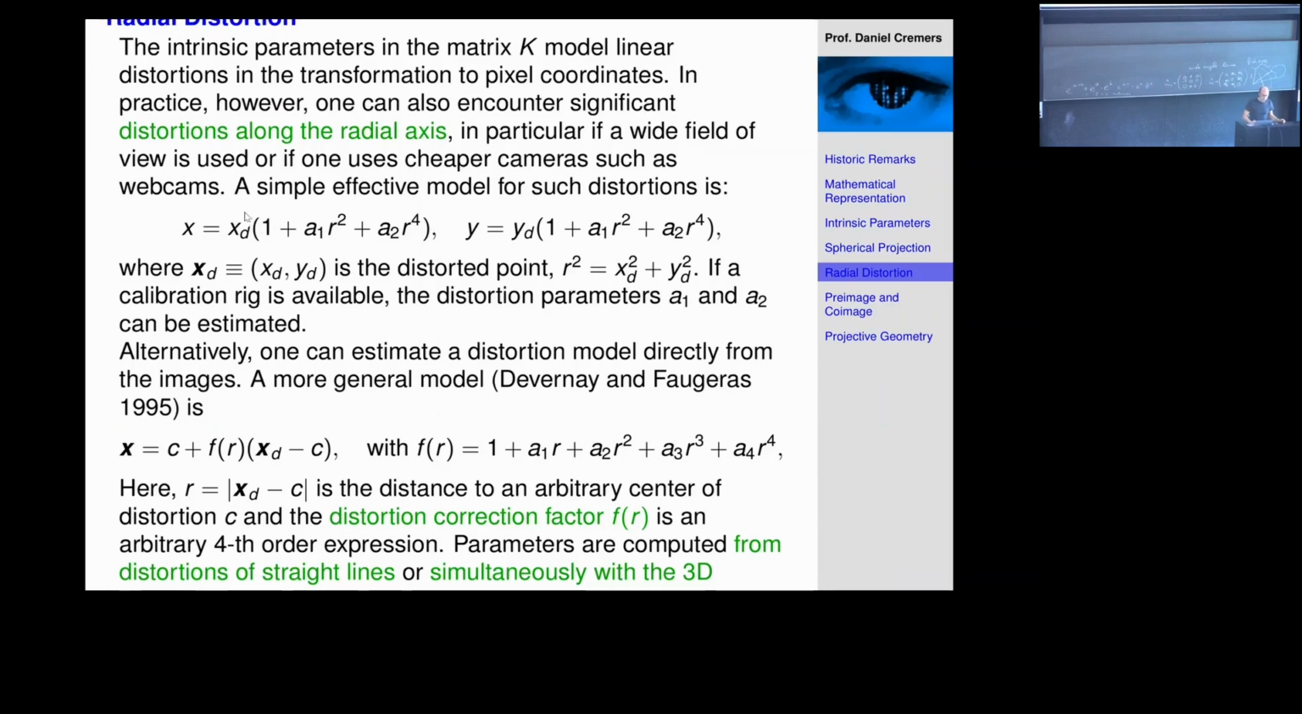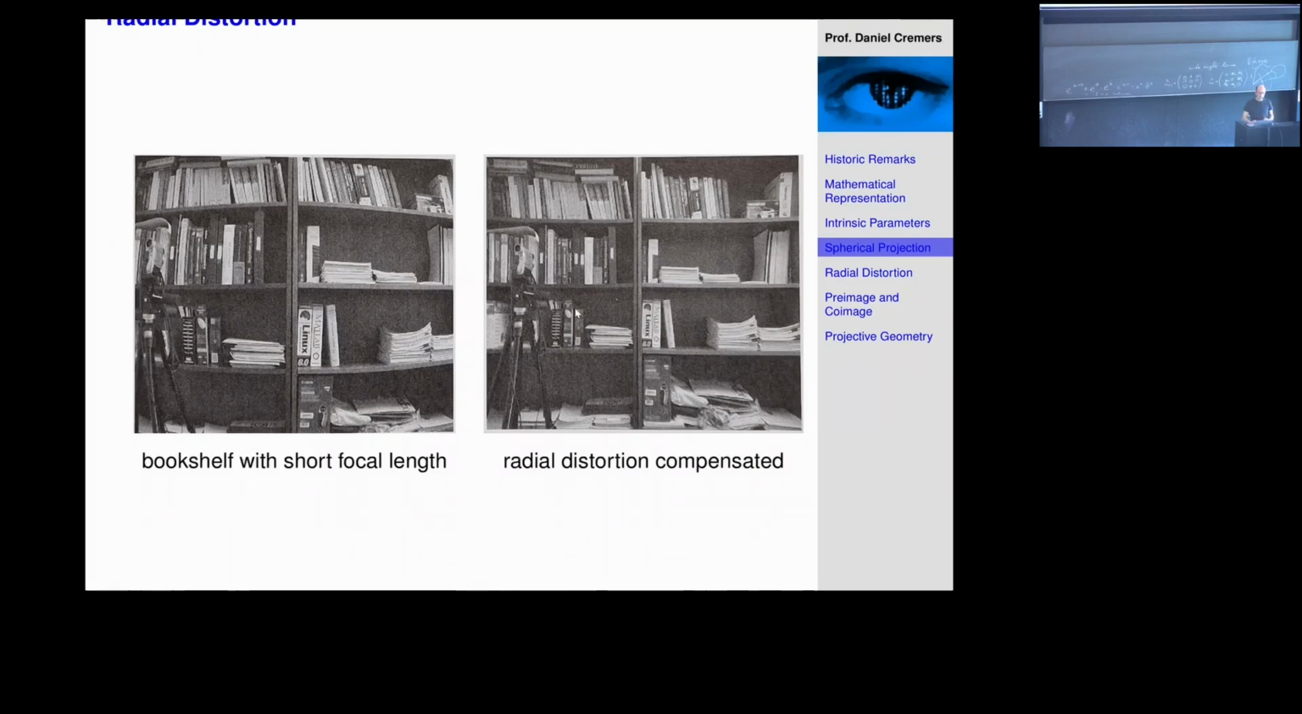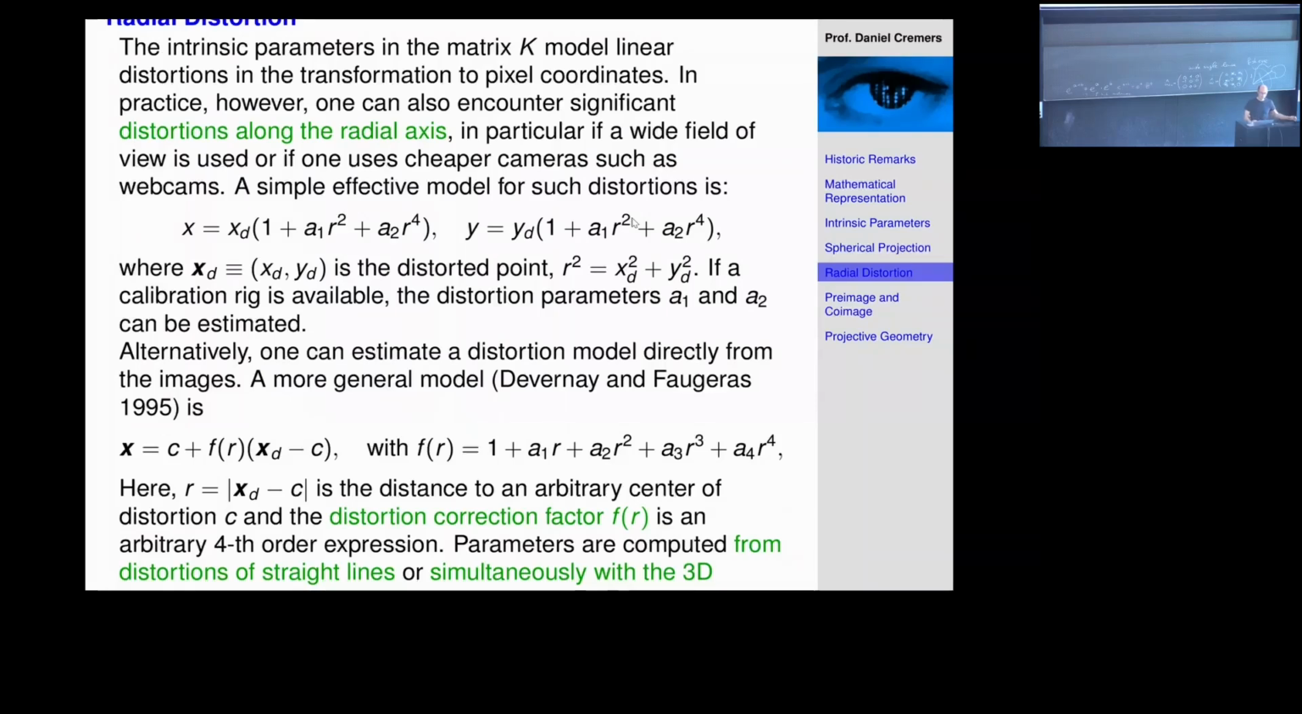And so you can say the distorted point has coordinates xd and yd. I compute the radius r in this fashion. And then I can compute where the original point should be, so the real point x. And that's how you do this undistortion, right? You take any point here, which has coordinates xd, yd, and you move it back to the point xy that you have in the undistorted image.